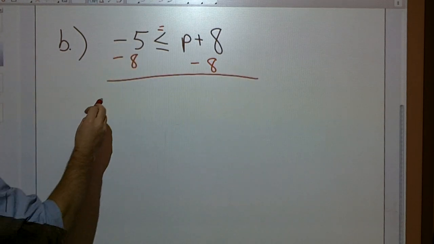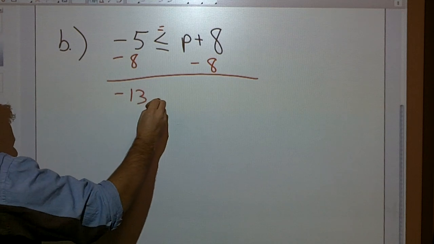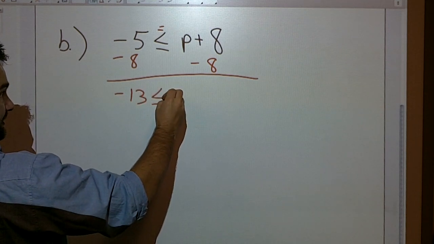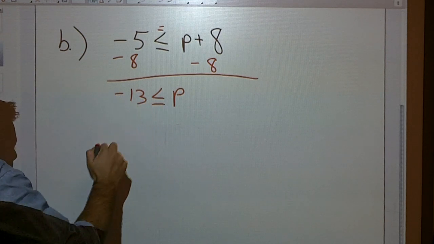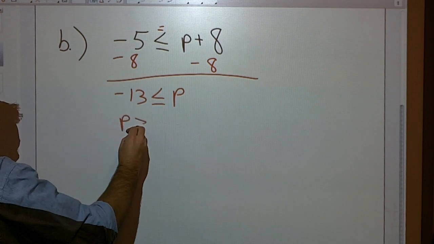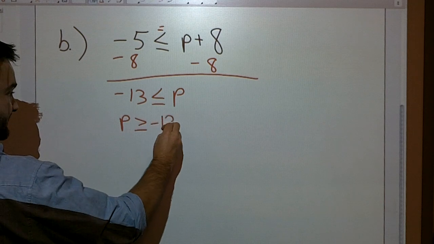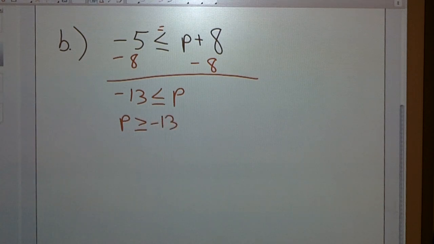Rewrite: negative 5 minus 8, a negative 13, is less than or equal to P. Or if you wanted to flip-flop these, we could say P is greater than or equal to negative 13. I think this is a little bit cleaner. It's up to you.